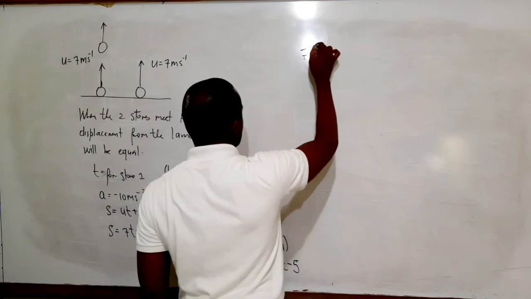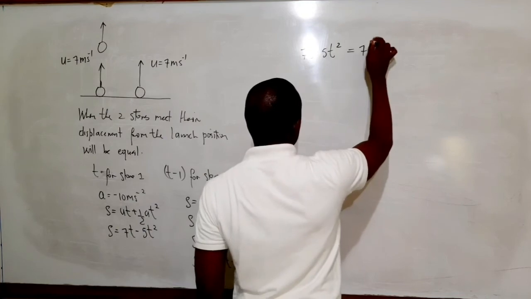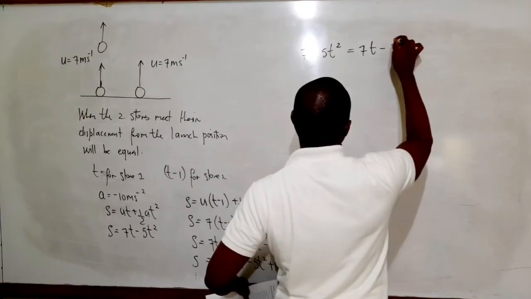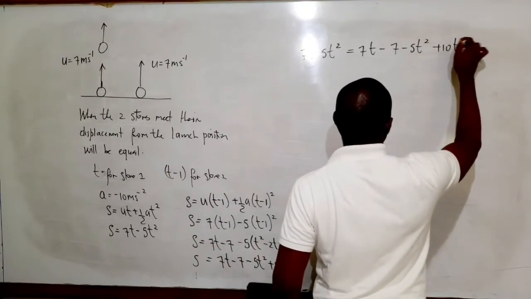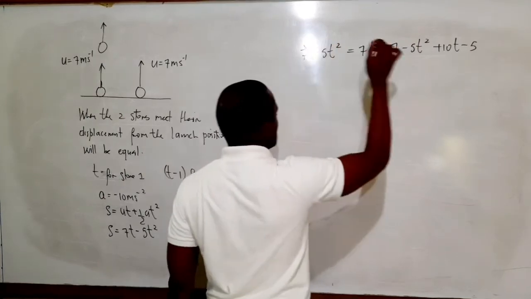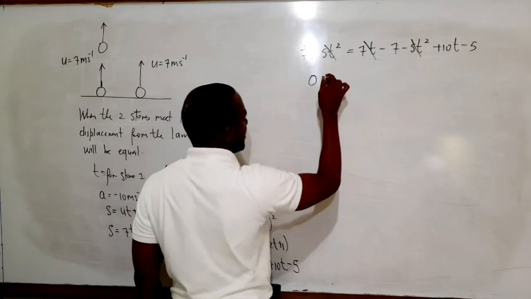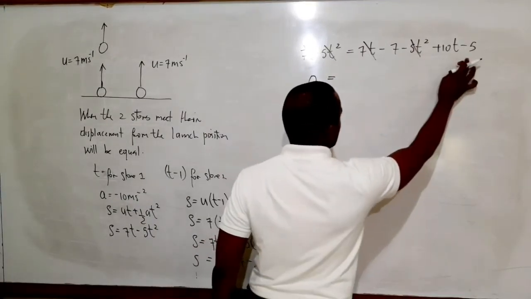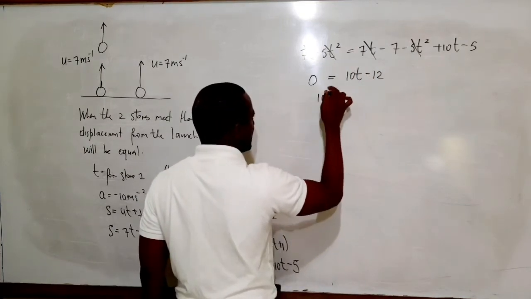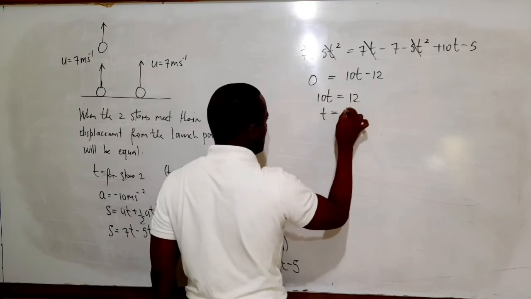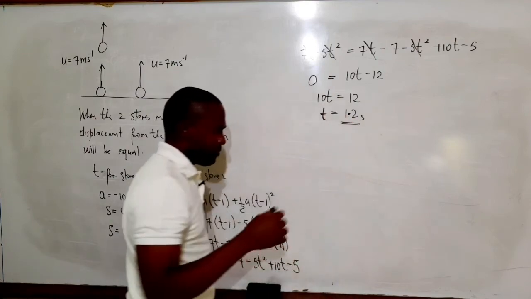We have 7t minus 5t squared for stone 1 equal to 7t minus 7 minus 5t squared plus 10t minus 5. So this will cancel, that will cancel. And so we have 0 on the left-hand side equals minus 7 minus 5, which is minus 12, plus 10t. So we have 10t equals 12, and so t equals 1.2 seconds. So it will take a time of 1.2 seconds.